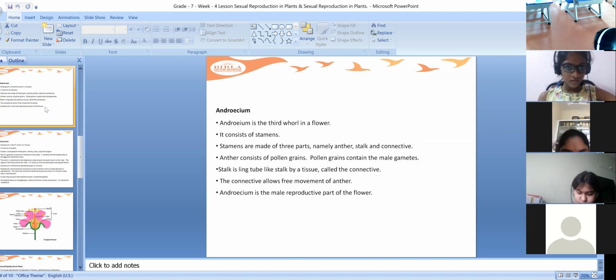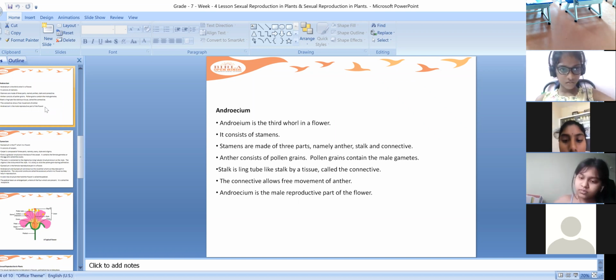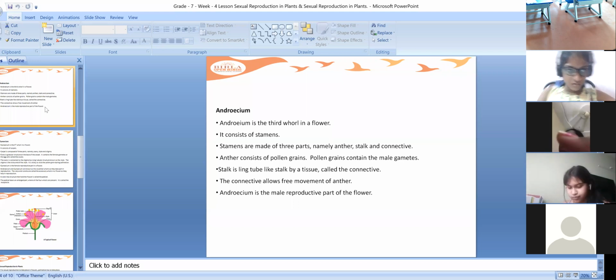And androecium is the male reproductive part of the flower. Don't forget, androecium is the male reproductive part of the flower. Please underline it. Androecium is the male reproductive part of the flower.